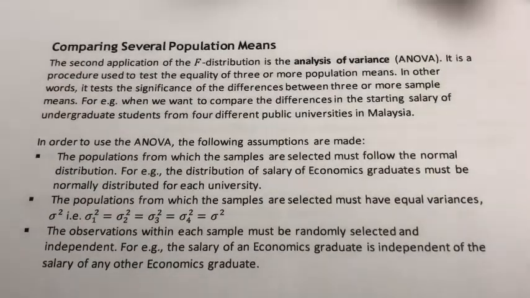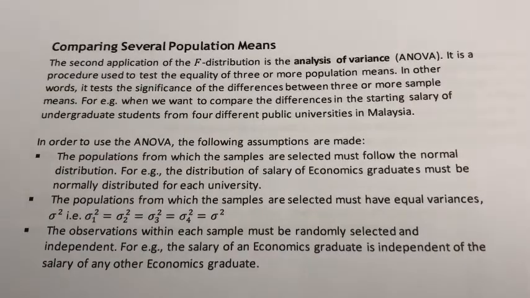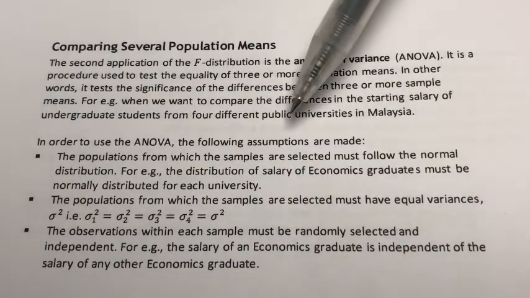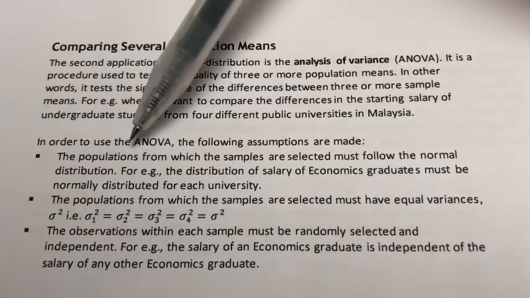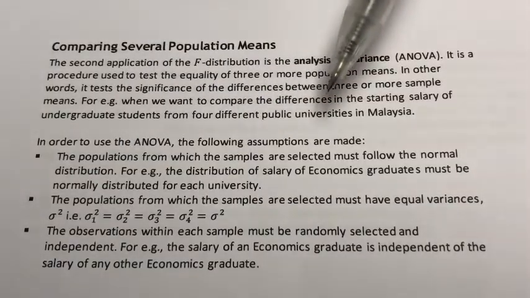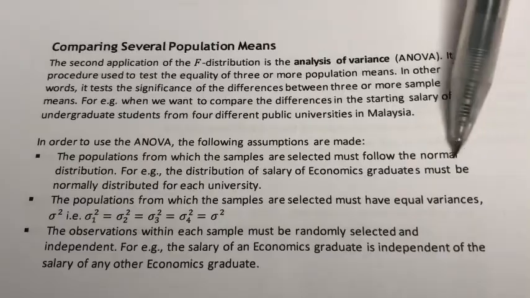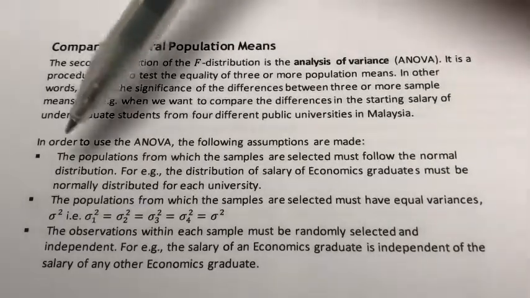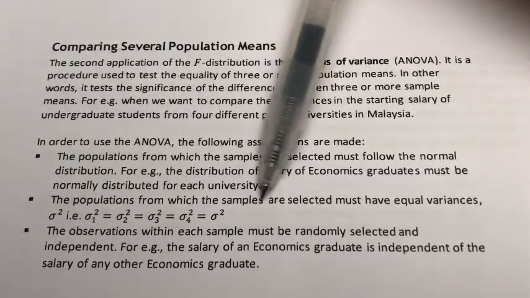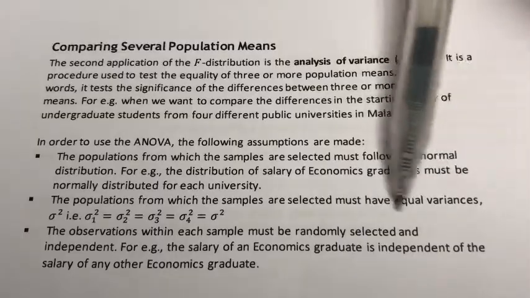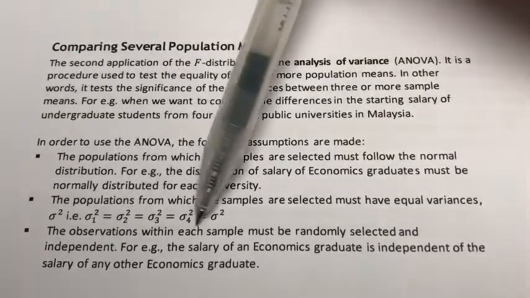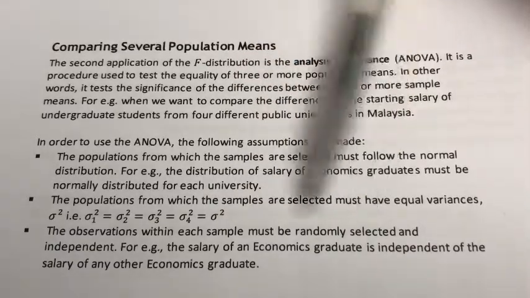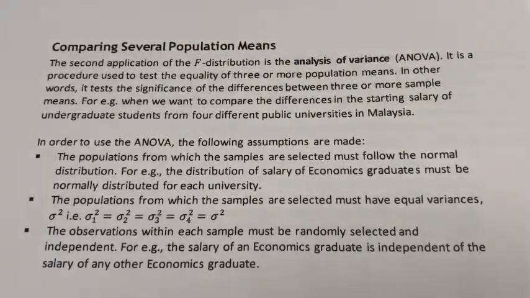Here's an excerpt of my lecture notes. I want to show you the assumptions that we have to make before we can conduct the ANOVA test, okay? So first of all, we need to assume that the populations from which the samples are selected must follow the normal distribution, okay? And then we also assume that the populations from which the samples are selected must also have equal variances. And finally, we assume that the observations from each sample must be randomly selected and independent of each other. Let me give you an example of an ANOVA test.